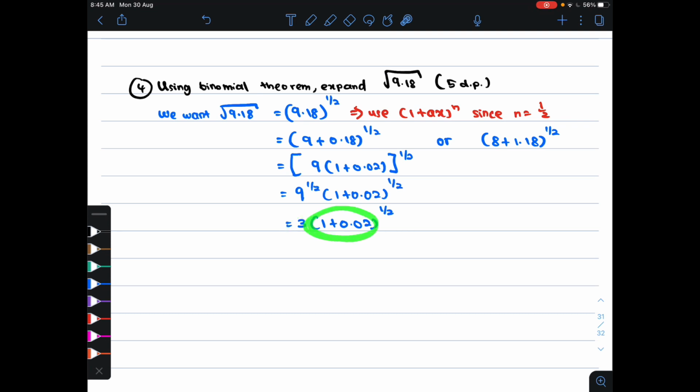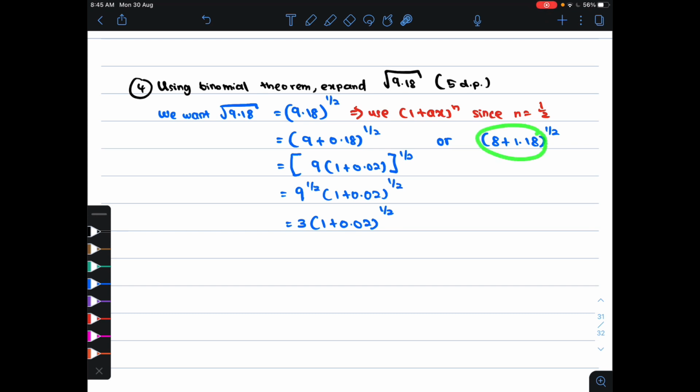Kamu still kena check nanti, kamu kena check dengan (1 plus ax) to the power of n in order to find your validity. Okay, so still kena check validity. Tapi first thing first, kalau depan ni betul, kamu tahu kata, oh nanti maksudnya try pula lah check for this one. Alright? So this is from 9 plus 0.18.